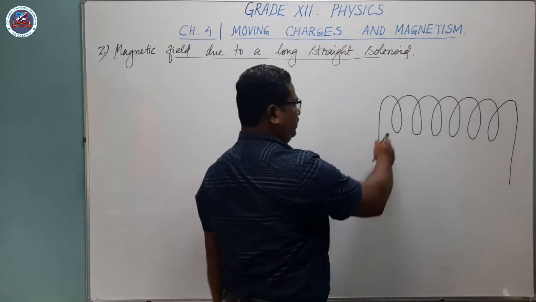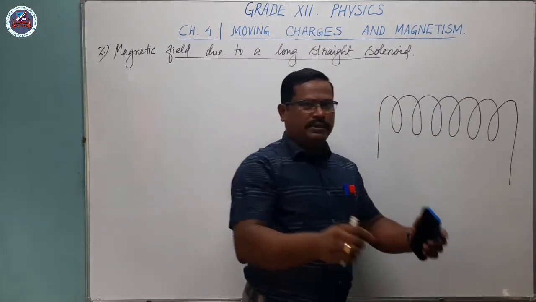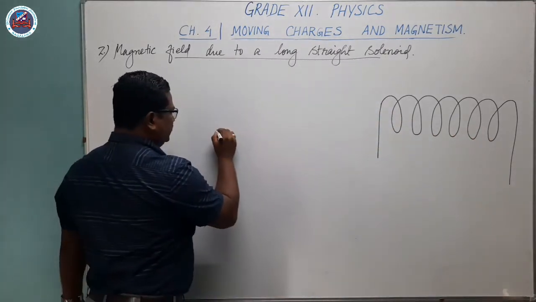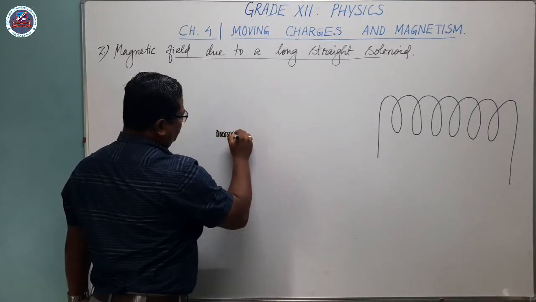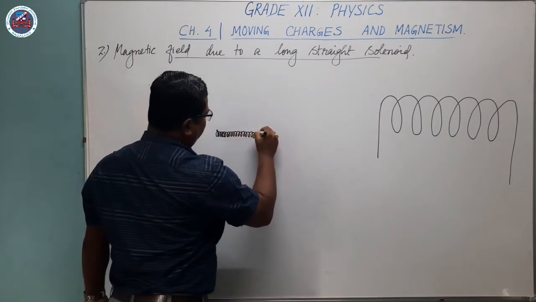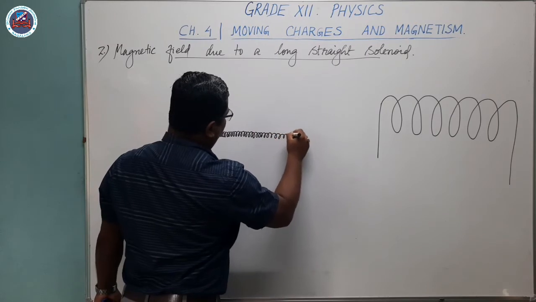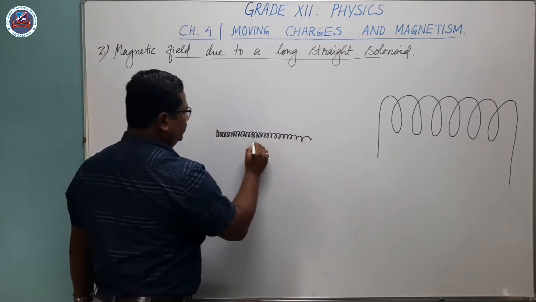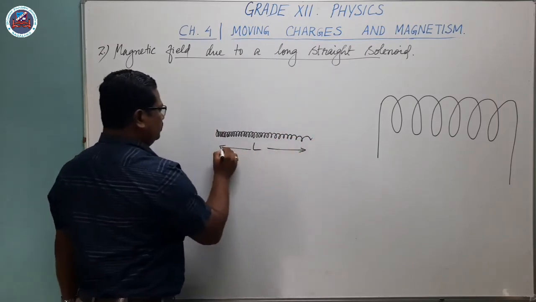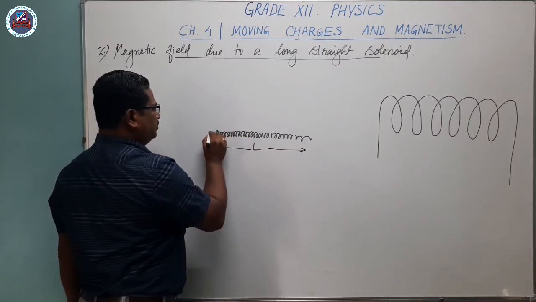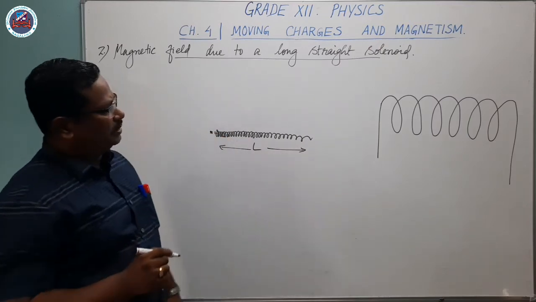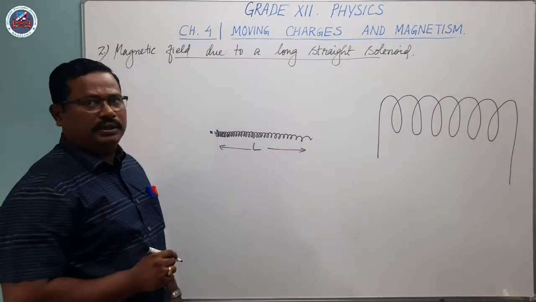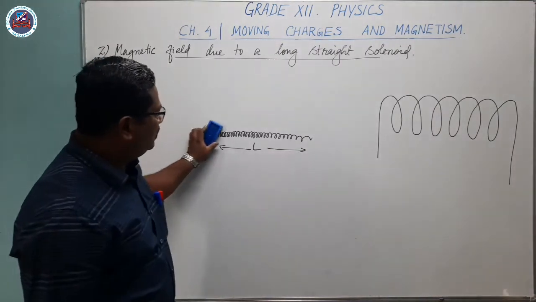When we draw it, it appears as if it is very short, but you should know that a solenoid is actually like this. The diameter or the radius is very, very small compared with its length. The length of the solenoid is large as compared to its radius. Radius is very, very small. This way you have to think.